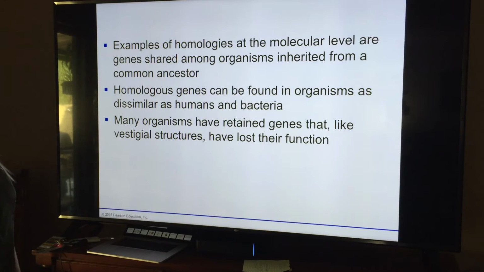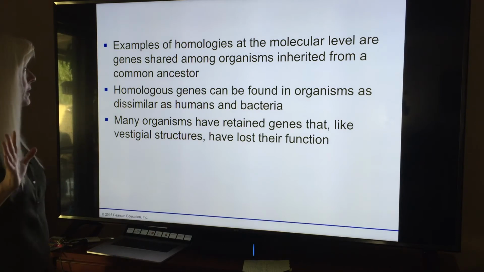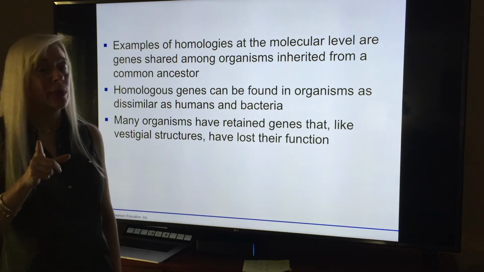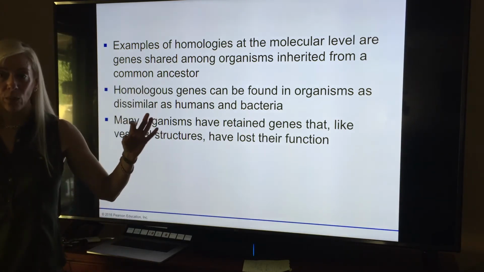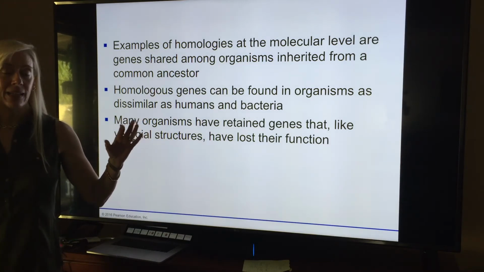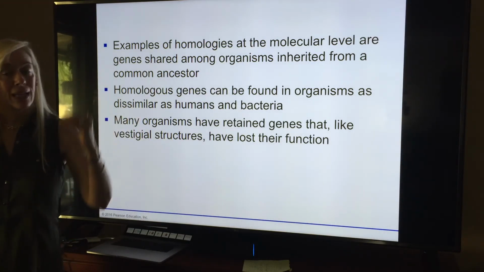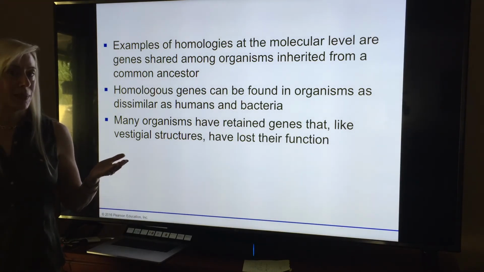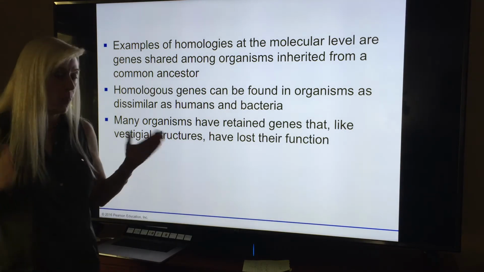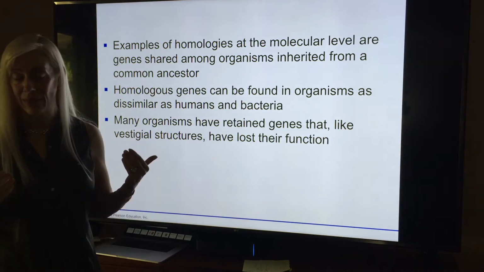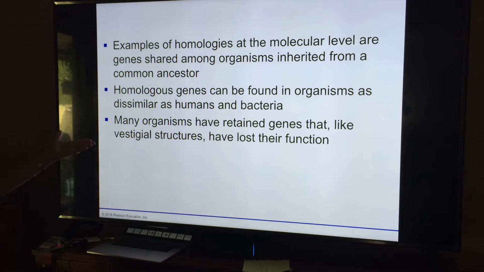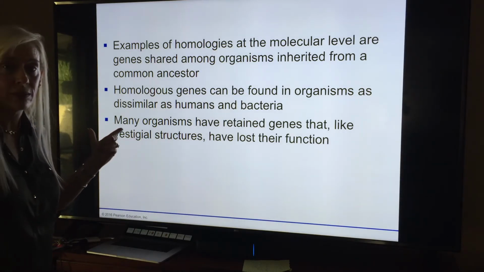So examples of homologies at the molecular level are genes shared among organisms, inherited from a common ancestor. Oh my goodness, homologous genes can be found in organisms as dissimilar as humans and bacteria. We went through and looked at breaking up our DNA, the A's, T's, C's, and G's, and compared it to bacteria to see how many things we have that are similar. Now that we can see this on the molecular level, going all the way down to what A's, T's, C's, and G's and what amino acids we have in common, holy cow. Many organisms have retained genes that, like vestigial structures, have lost their function.